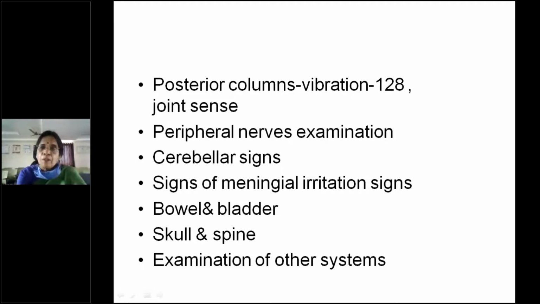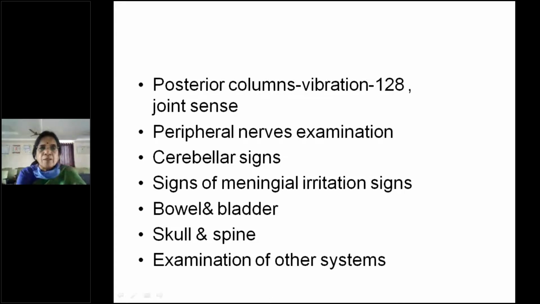We have to keep the tuning fork over the bony prominences, over the front and middle of the forearm, then over the olecranon process, and then the patella, like that. Compare on both sides and see whether the vibration sense is present or absent. The loss of vibration sense is called pallanesthesia. Even over the manubrium sterni you can keep it and see whether he feels the vibration on both sides or not. So 128 frequency you have to use.